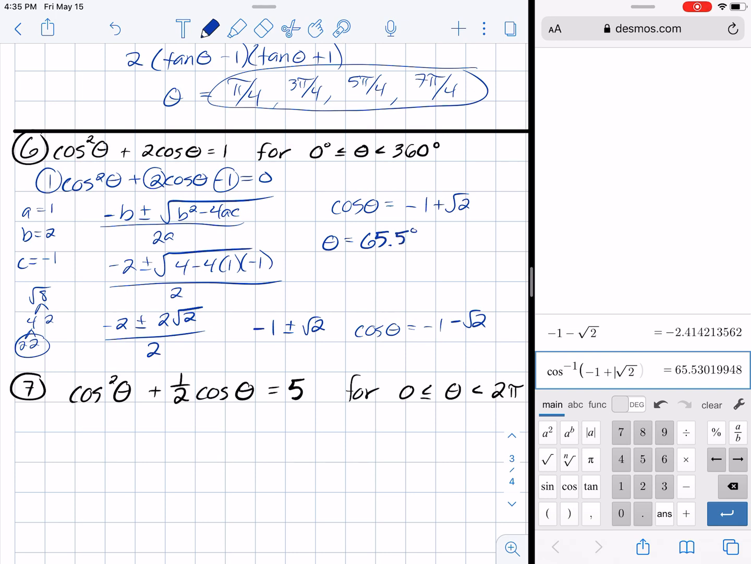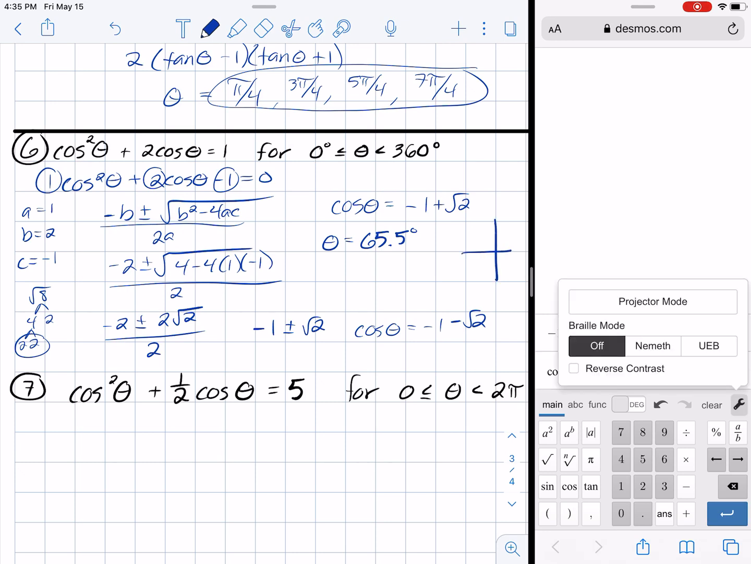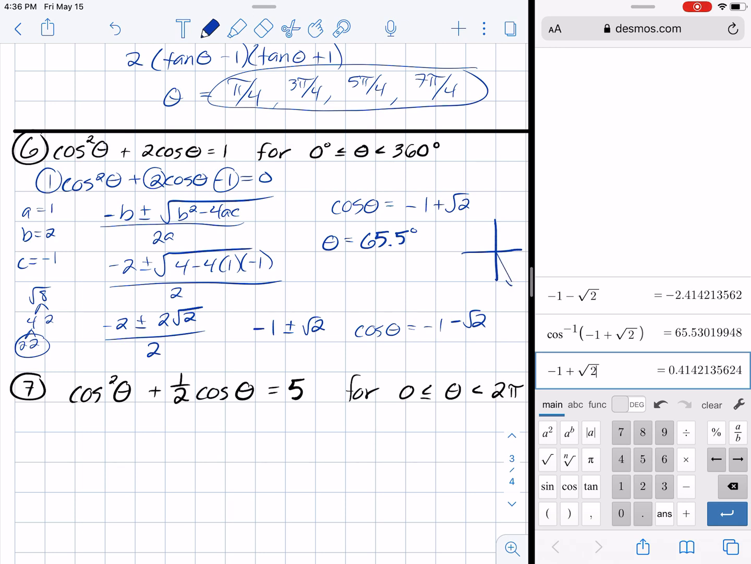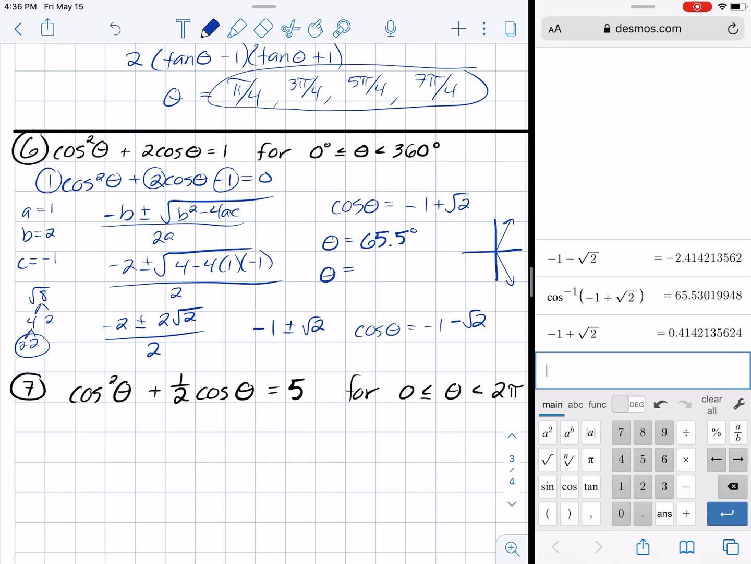65.5 degrees. Okay, but let's also be careful because this is a positive ratio, because negative 1 plus root 2 gives you a positive number. You can also have a 65-degree reference angle in quadrant 4, getting the same thing. So 65.5 degrees, and if you do 360 minus 65.5, we get 294.5 degrees. Two answers here.